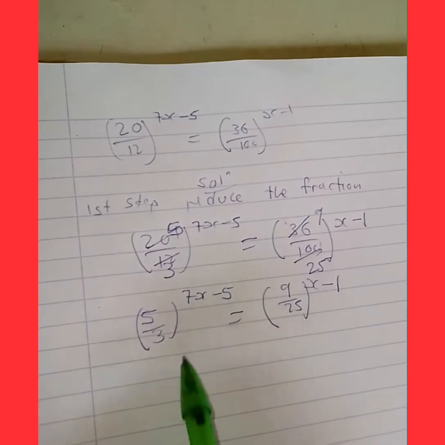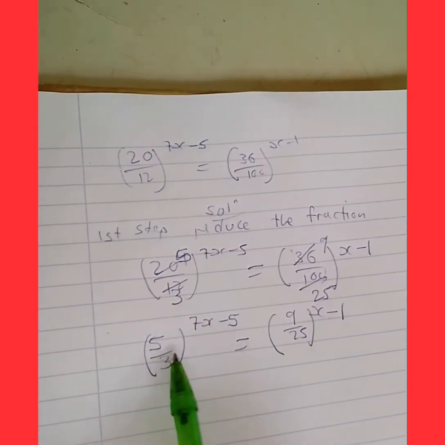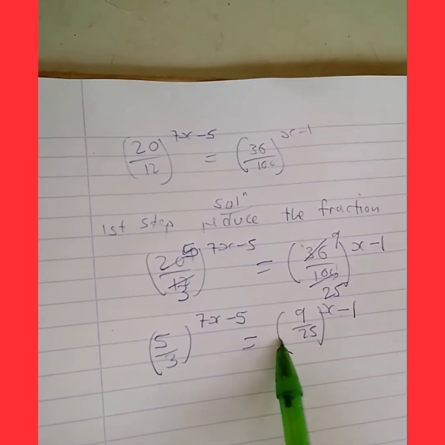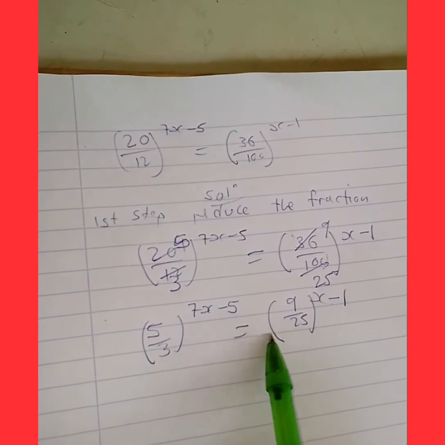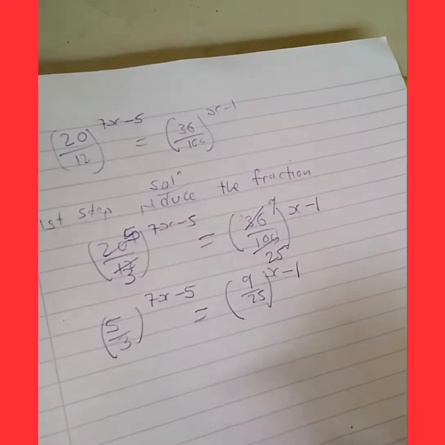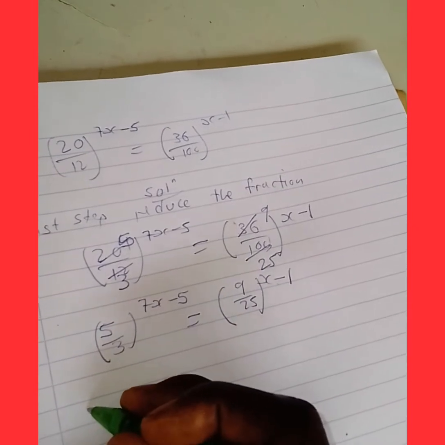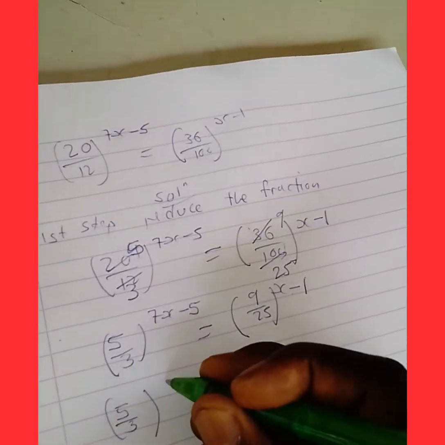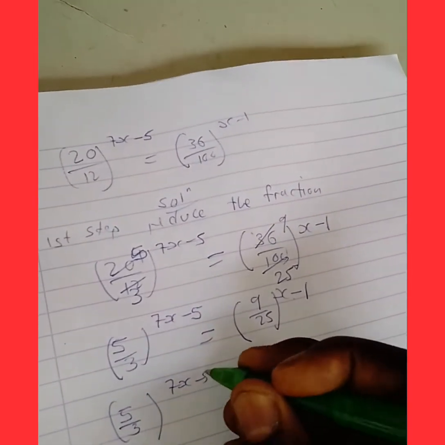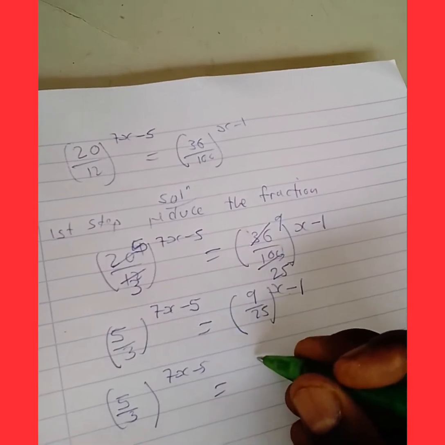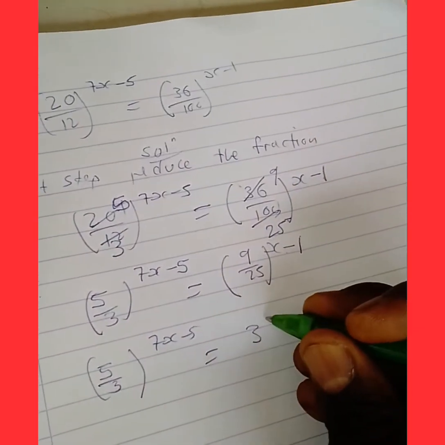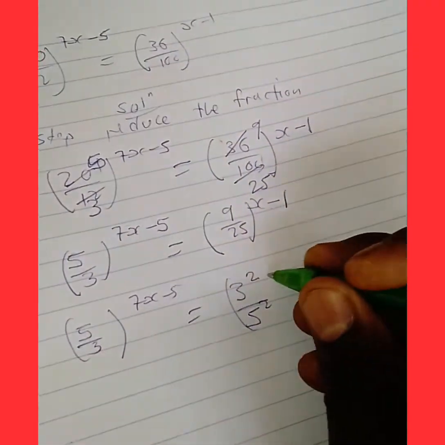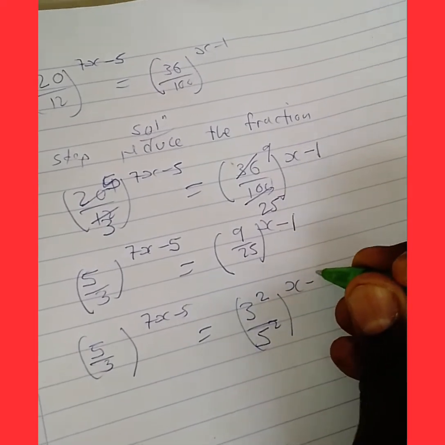The next thing we will do: we cannot do anything with this 5 over 3. What should we do? If we look at the 9 over 25, we can get the exponent of this. So let's bring down our (5/3)^(7x-5) equals, when we take the exponent of this, it will be (3^2/5^2)^(x-1).